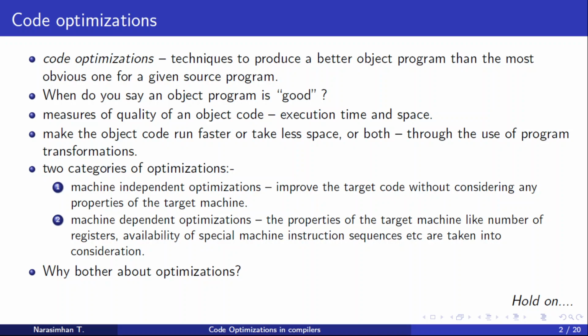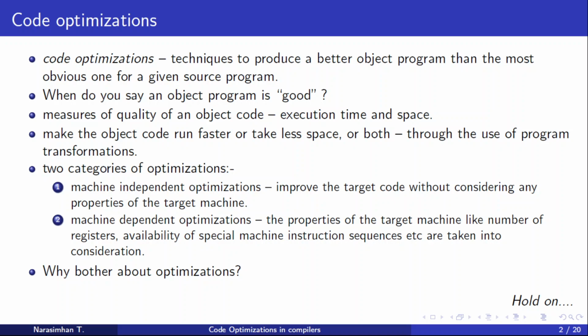You could make your object code run faster or take less space, or even both, through the use of program transformations, what we call as optimizations. And the compilers that perform this optimization are known as optimizing compilers. Now this term optimization is some sort of a misnomer because there is no guarantee that optimization will always result in the best object code. A better term would be code improvement, but traditionally the term optimization is used in the literature, and in this video also we will be following the convention.